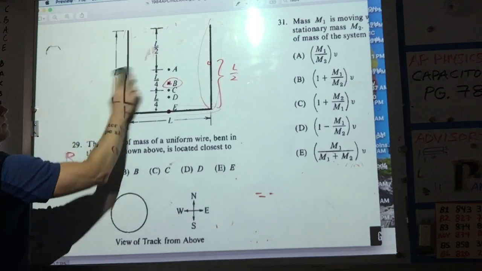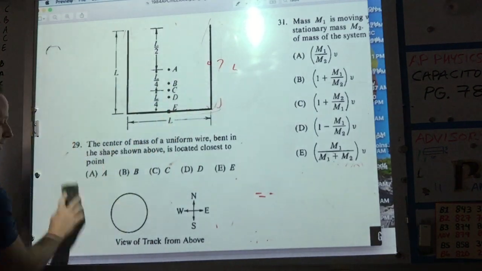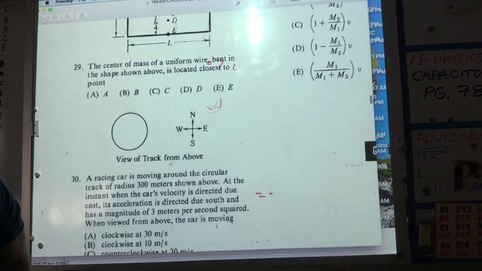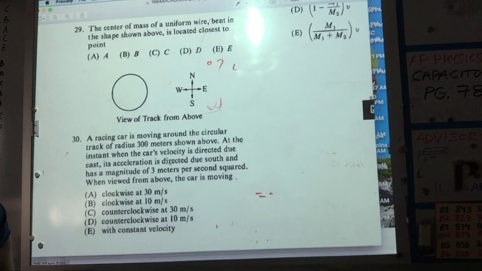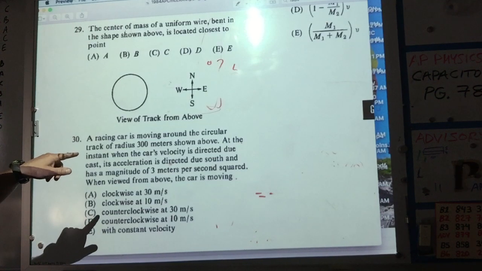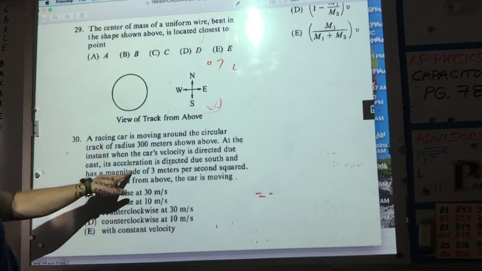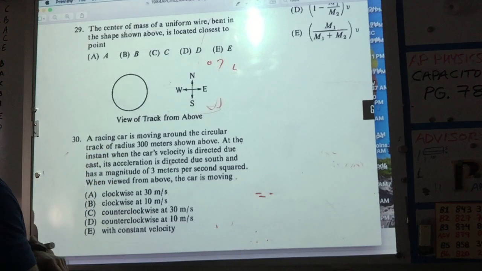All right. We're on 30. What do we got? 6 more to go? 30. Racing car going around a track. We're looking from above. At the instant when the car's velocity is directed east, the acceleration is due south.